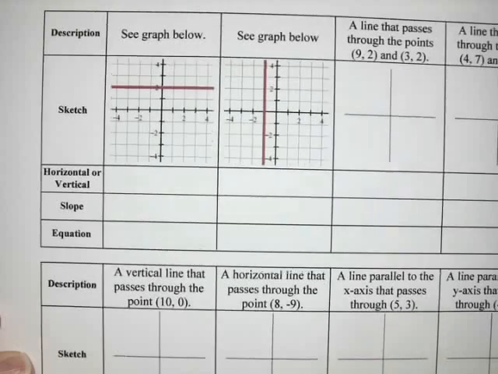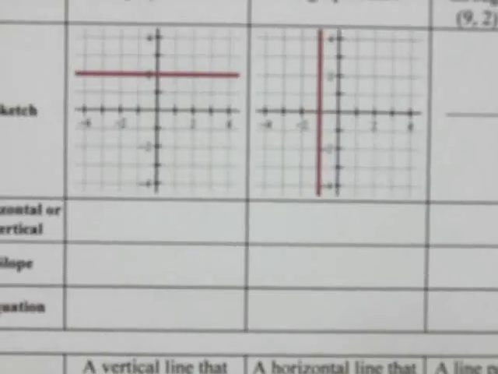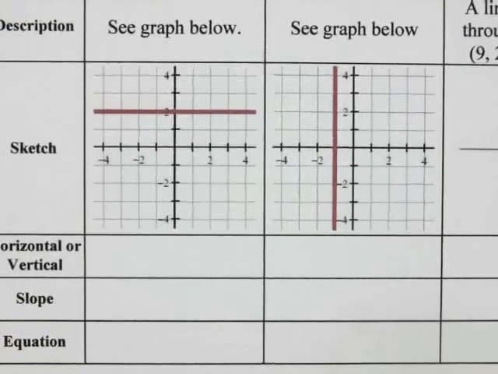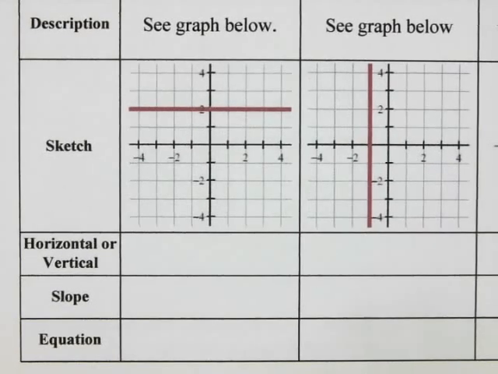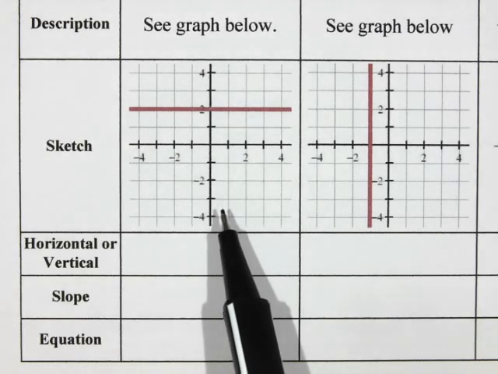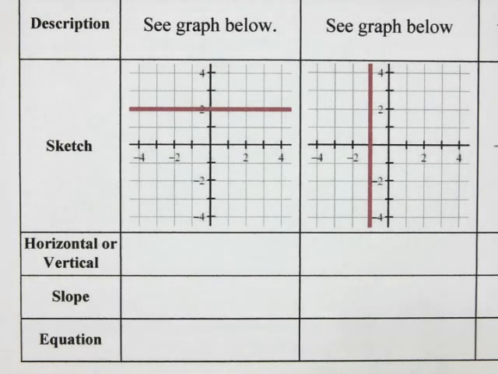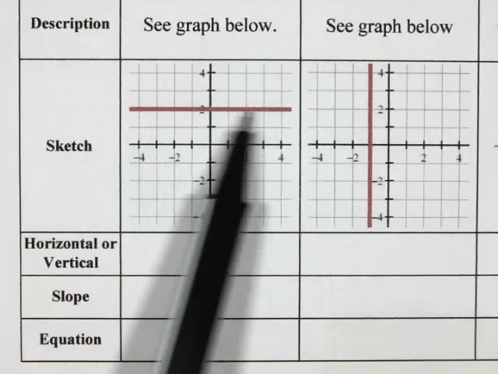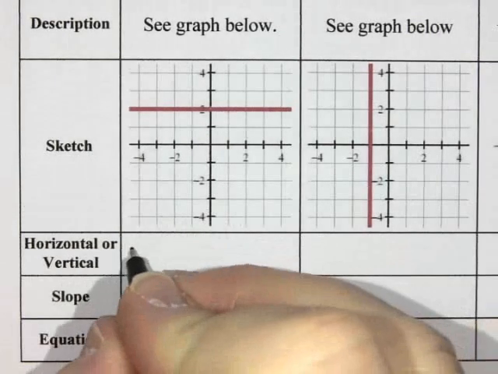I'm going to zoom in a little bit. And I will say before we start, the key to doing any of this really is just a graph. The graphs make all the difference. If I can see what the line looks like, it makes it so much easier for us to figure out what this is. So for the first one, it just says, see the graph below, which is this. Is this horizontal or vertical? Well, it's going from left to right, so it is horizontal.